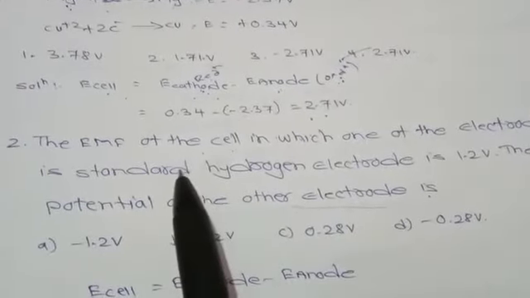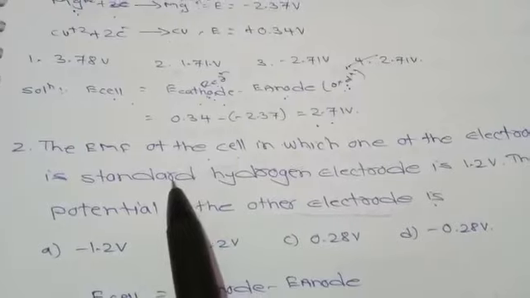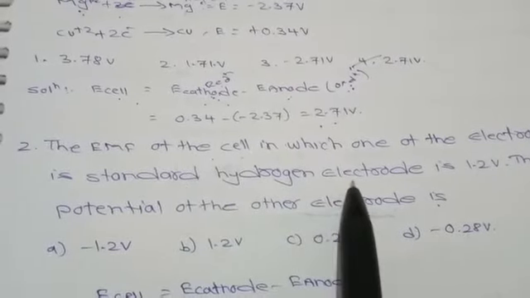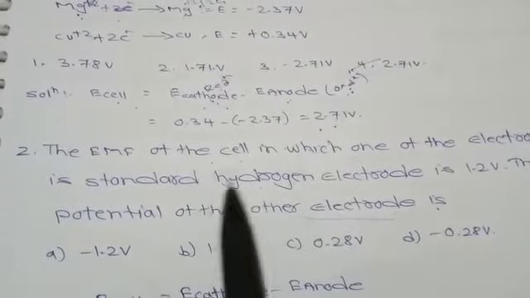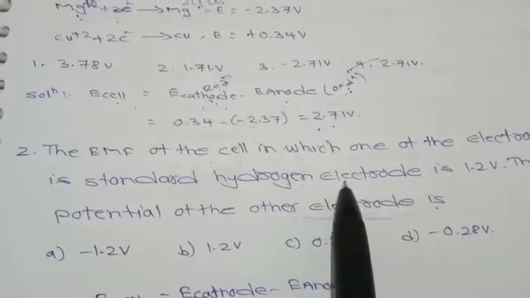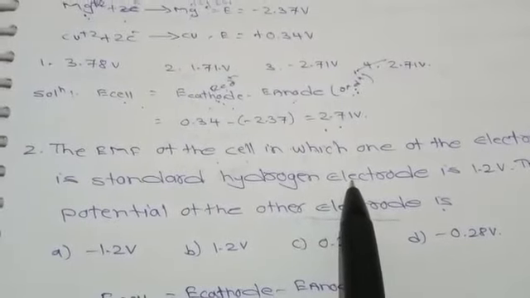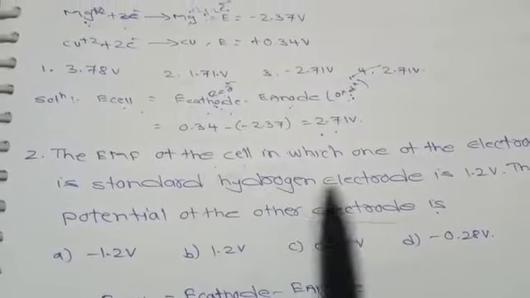As we have already covered the standard hydrogen electrode concept, the standard hydrogen electrode is nothing but what is also called a reference electrode. Why do we call it a reference electrode here?